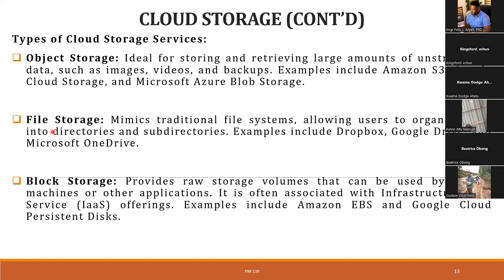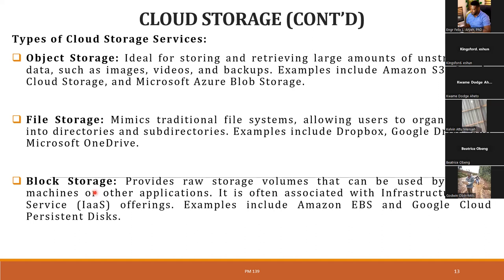We have file storage. It mimics traditional file systems, like Microsoft OneDrive. So that is file storage. And we have block storage, which provides raw storage volumes that can be used by virtual machines or other applications. So for instance, on your regular computer, you can create a virtual machine which will be running maybe Ubuntu. I have some of these virtual machines running. There are times I'm using Windows 11, and there are times I switch, I mount a guest operating system like Ubuntu or Linux on my PC, and I'm able to use it to do other things. So that is where virtualization comes in.